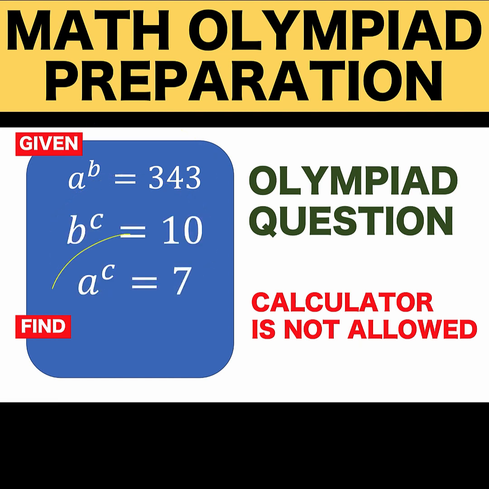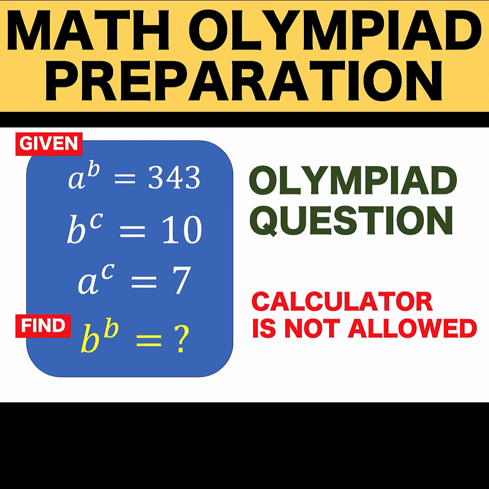We are given a raised to b is equal to 343, b raised to c is equal to 10, and a raised to c is equal to 7. We would like to find the value of b raised to b. Now let's solve this problem together.